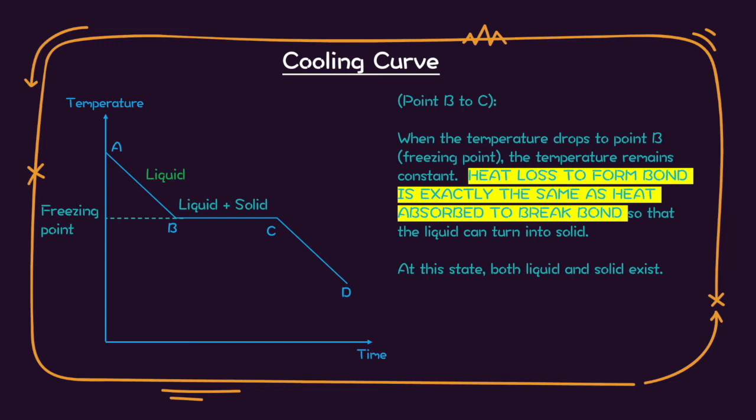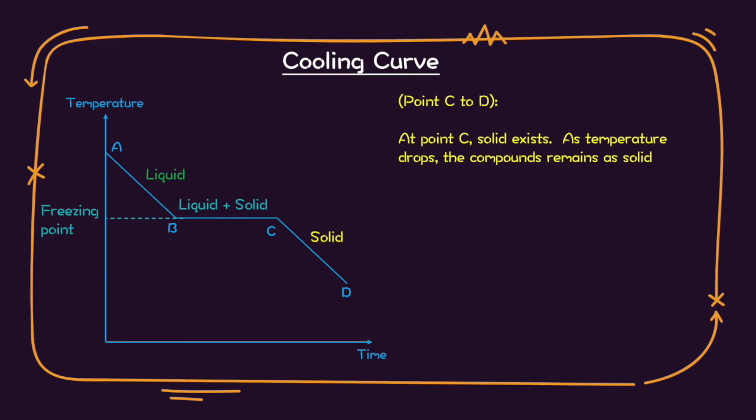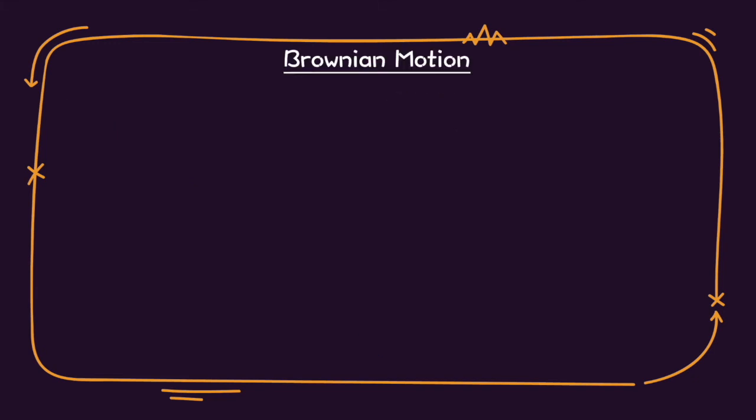Hence, in the exam, you must write that the heat lost to form the bond is exactly the same as the heat absorbed to break the bond. Okay, so at point B to C, both solid and liquid coexist. Once your particles reach point C, this will just remain as solid even though temperature keeps on decreasing. Okay, so you must take note of these two heating and cooling curves. Very standard questions.